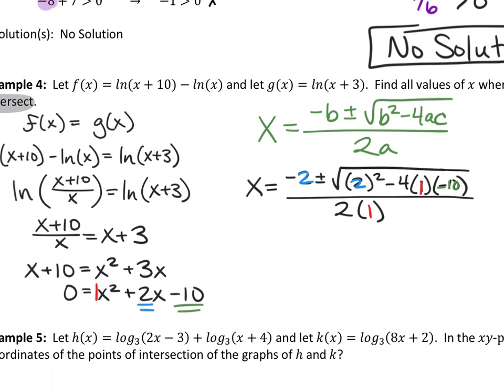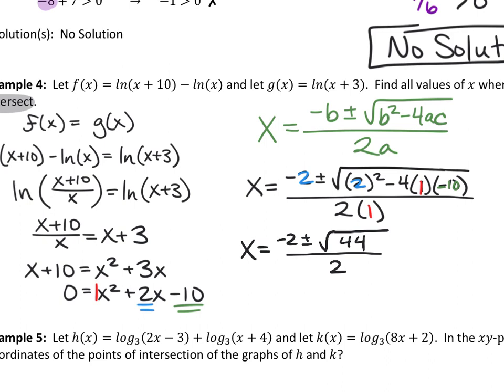We haven't done that in a minute, but we start by simplifying the discriminant, which is the stuff underneath the square root. 2 squared is 4. 4 times 1 times negative 10 is negative 40. So that's minus negative 40, so that's plus 40, which means this would be x equal to negative 2 plus or minus the square root of 4 plus 40, which is 44, all over 2. What do we do after this?